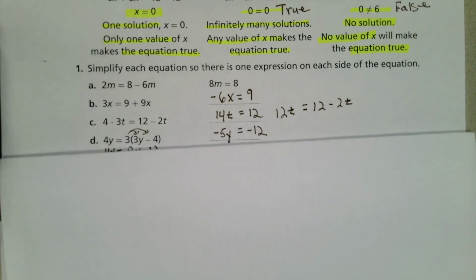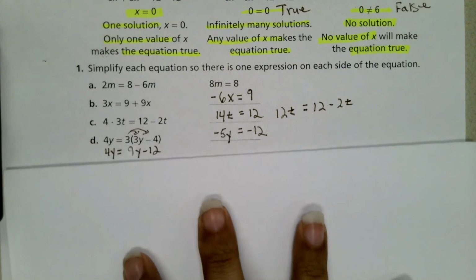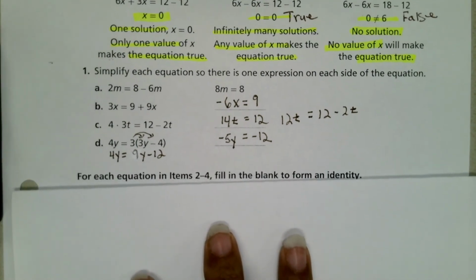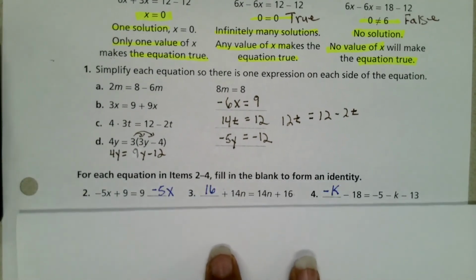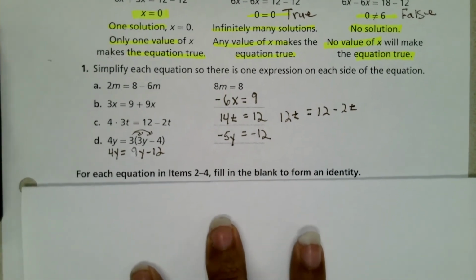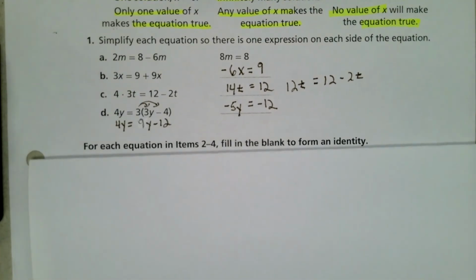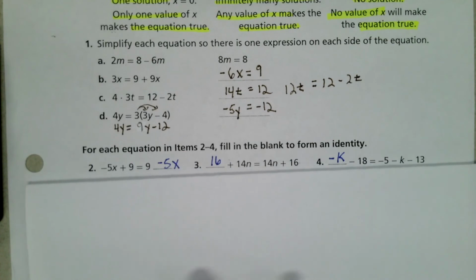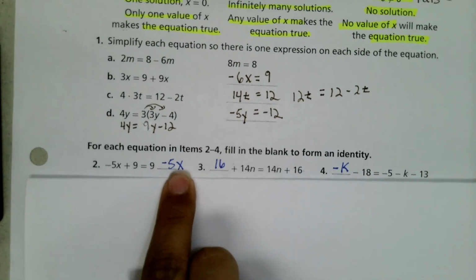Now take a look. We're going to fill in the blanks to form an identity. Remember that in order to form an identity, you need to have the same thing on each side. Number 2, negative 5x plus 9. Well, we need another negative 5x. So you notice the blue is what I filled in. I plugged in a negative 5x. Okay, well, they give us 14n plus 16, so we need to put a 16 on this side because everything has to be the same for an identity.